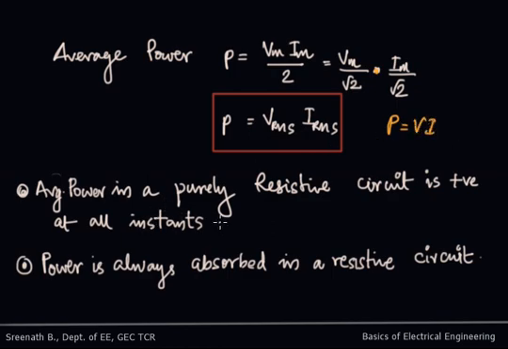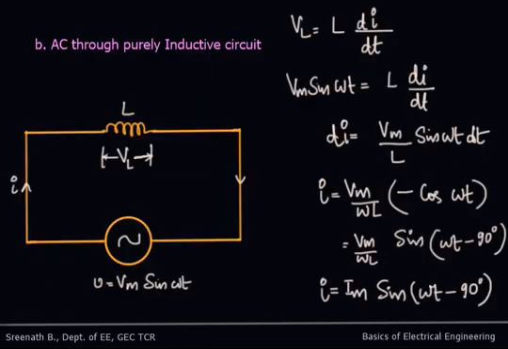Now average power in a purely resistive circuit is positive at each instant, because it is a non-zero positive value, it is always absorbing the power. Okay, if you give power to the resistor, it always absorbs. The power is always absorbed in the resistive circuit and then it is dissipated in the form of heat. So that is how the resistor responds to an AC.